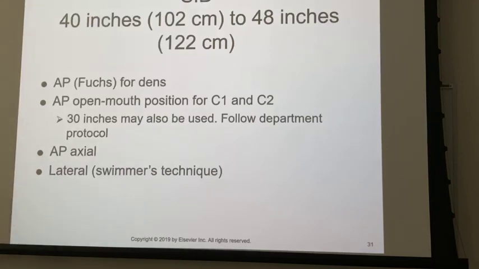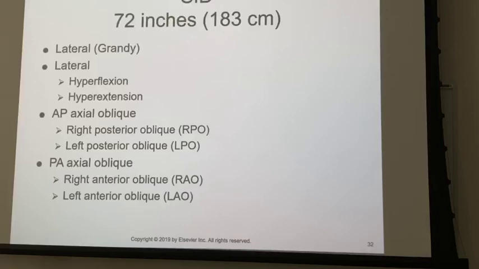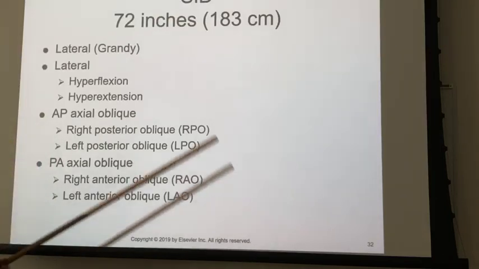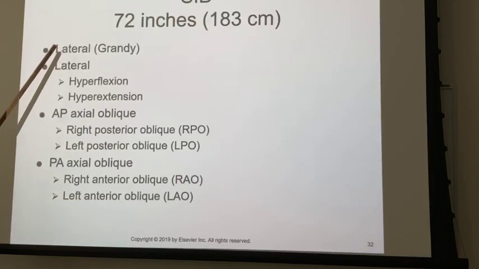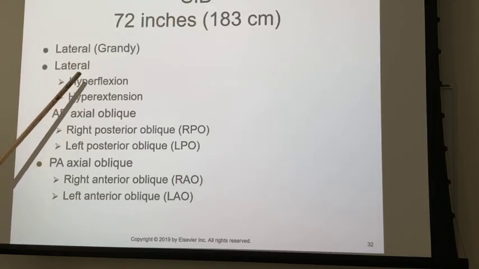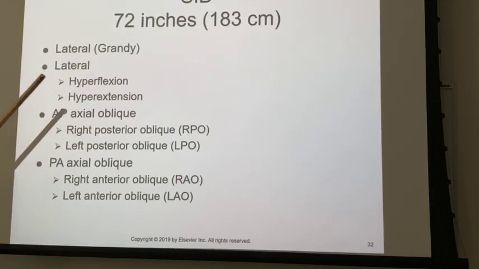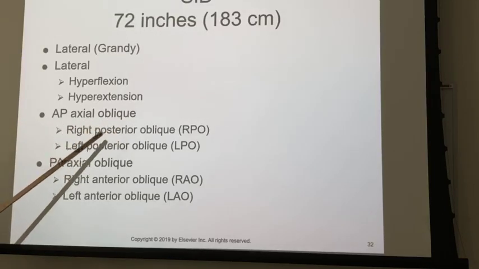We may have to shoot a swimmers, and we'll talk about when. Truly the only time we shoot a 2 view is with hyperflexion, hyperextension, and a lateral may be included in that, so even then we may do 3 views. Sometimes we'll shoot AP obliques, and we can shoot PA obliques, so we'll spend the rest of the day talking about all of those.